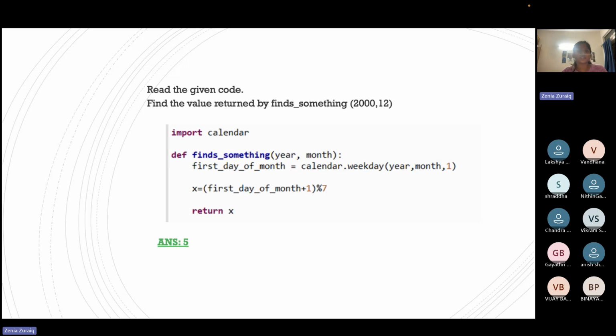So what is the role of the remainder here? What is 5 mod 7? It's 5, right? 7 into 0 is 0, so the remainder will be 5. Got it? So basically, when you go to Sunday, Sunday will be 6. So 6 plus 1 is 7. 7 mod 7 is 0. So instead of having the 0 starting from Monday, we are having the 0 starting from Sunday. That is what this is doing. This is shifting your scale.